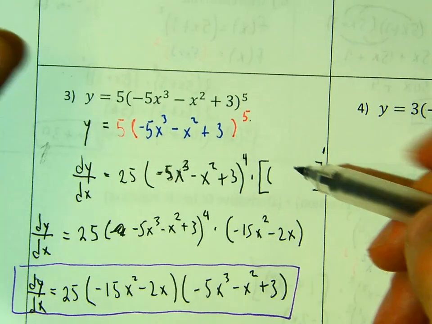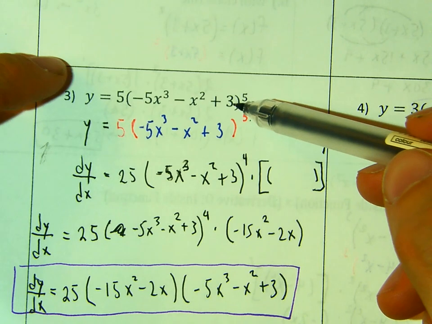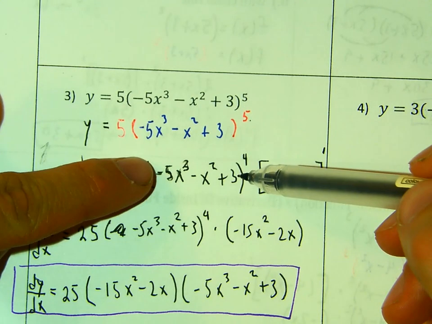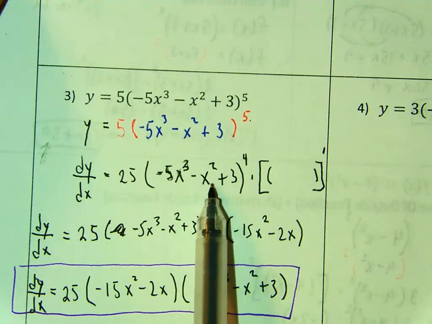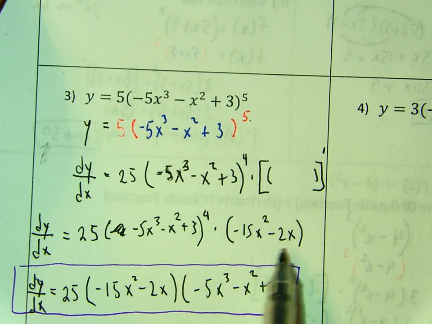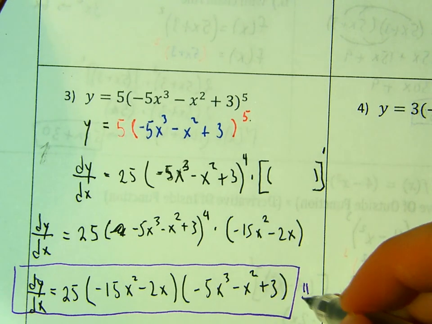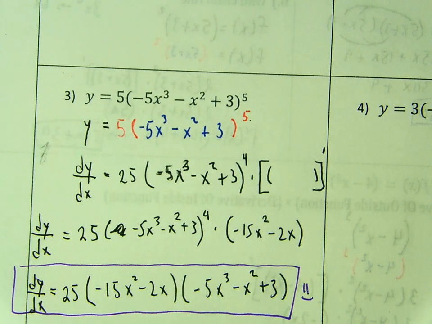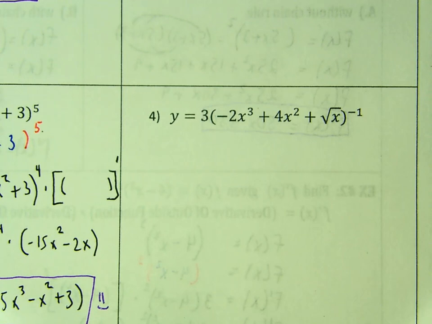Let me just make sure that is everything okay? This is plus 3. This looks good. Take the derivative of this, negative 15x squared minus 2x. Yeah, looks great. Happy face. Okay, everybody, let's go. Try the next one by yourself, and let's see what you get. Okay.